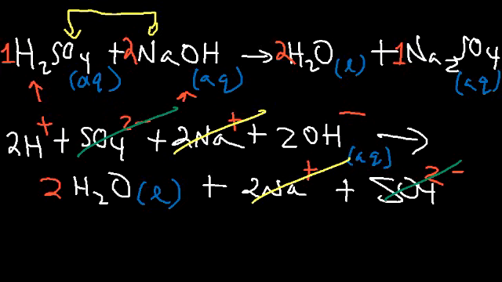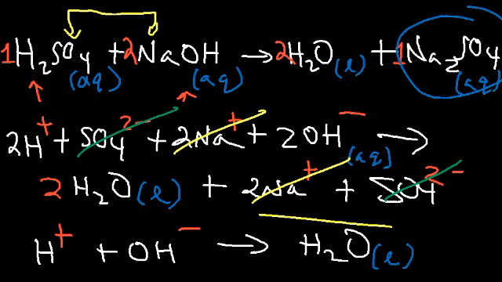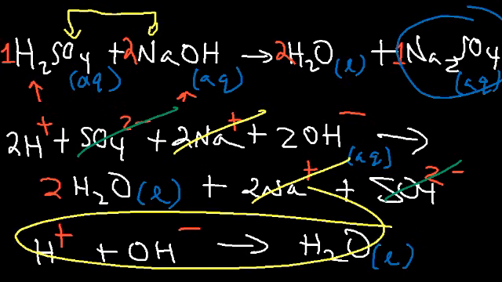So the net ionic equation for this reaction, and pretty much for almost any strong acid, strong base reaction, is H plus, OH minus, yields water. This is the usual net ionic equation for an acid-base reaction if the other substance is soluble. So this is the answer for this particular problem.